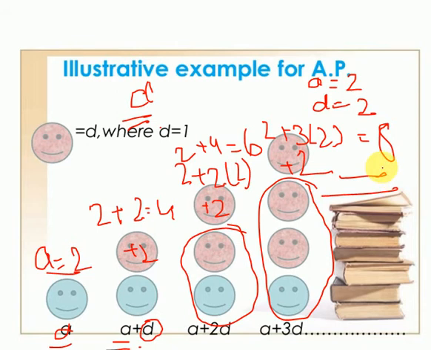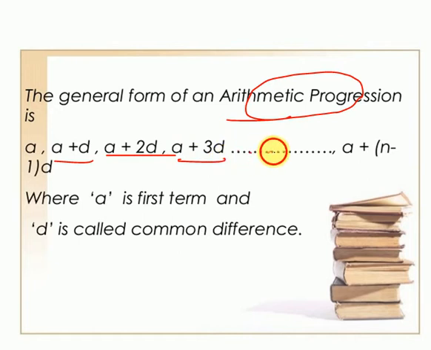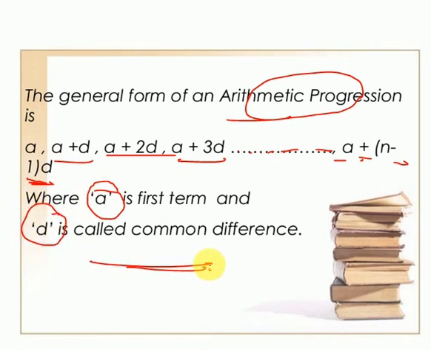Okay. Now in this example, the general form of an arithmetic progression is a, a plus d, a plus 2d, a plus 3d, and so on, up to a plus (n minus 1)d. Now this might be a little confusing, that is why it is a plus (n minus 1)d. I will tell you in the next slide. So a is the first term and d is the common difference, as I have told you. So this is the general form of an arithmetic progression.